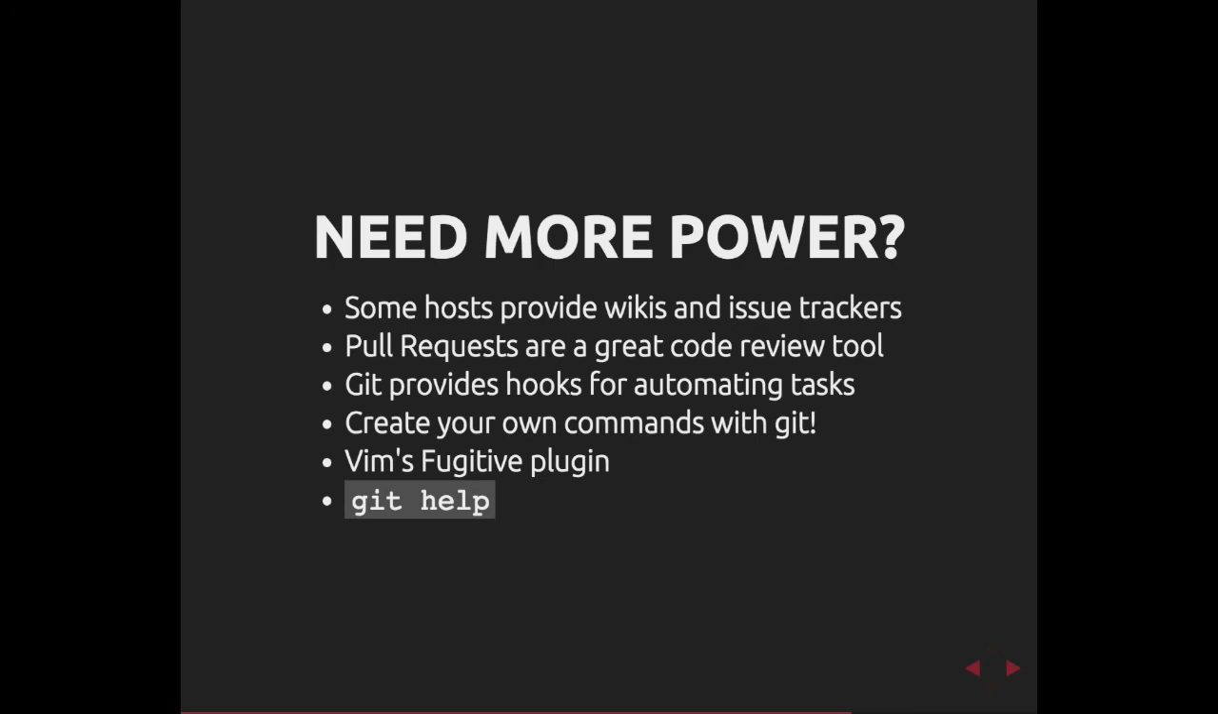You can also create your own commands, basically, by aliasing together things. That's part of Git configuration. Kind of skip over that. There's a very powerful plugin for Vim, if you're a Vim user, called Fugitive, that lets you work with Git from inside of the text editor. And there is, of course, Git help, and we didn't mention it here, but the manual pages for finding out how stuff actually works. Both Git help and the man pages contain the same information, so you can get to them either way.